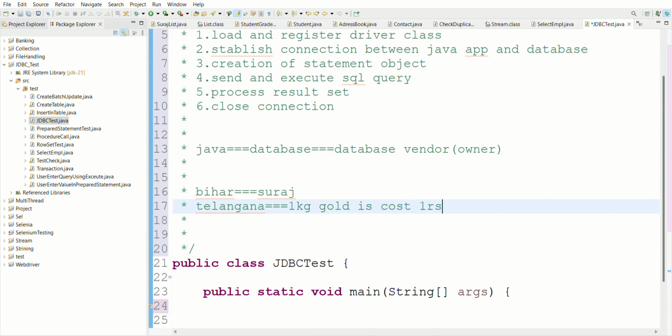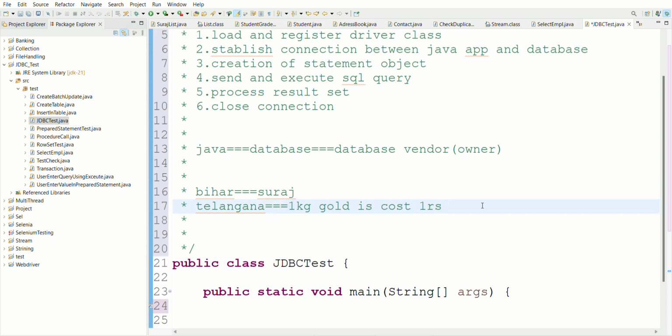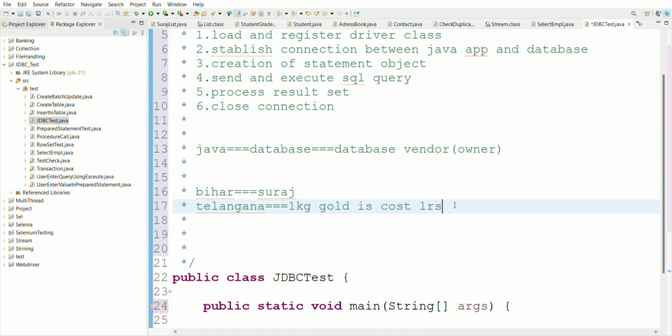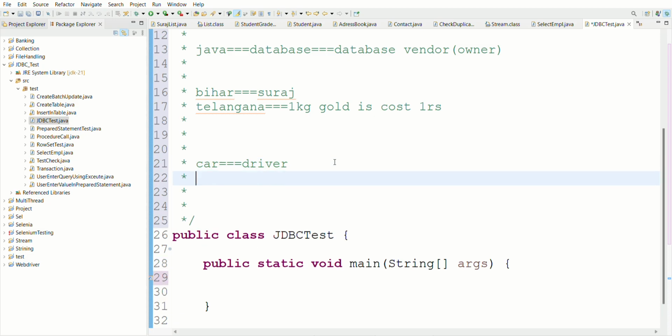Somebody has told me that you can purchase 1 kg of gold with 1 rupee. So it is a very low price. That's why I decided to take 10 kg of gold. I am far away from Telangana, so I will take a car, and the car needs a driver so that I can reach my destination from Bihar to Telangana. This is my first step.